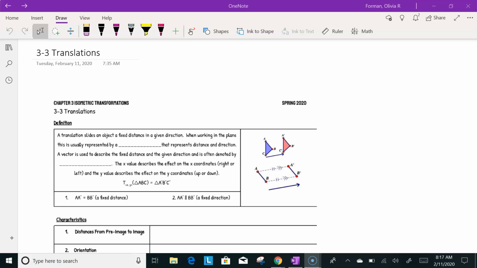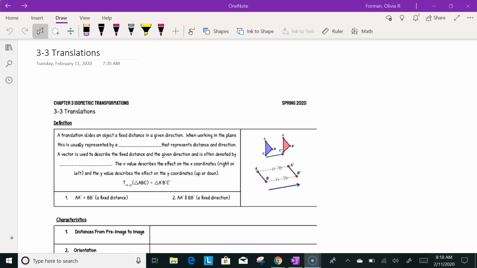We're going to be going into 3-3 today. So this is on pages 6 and 7 in your note packet. If you don't have a note packet, there are a couple extras on the front table. Go and grab one.